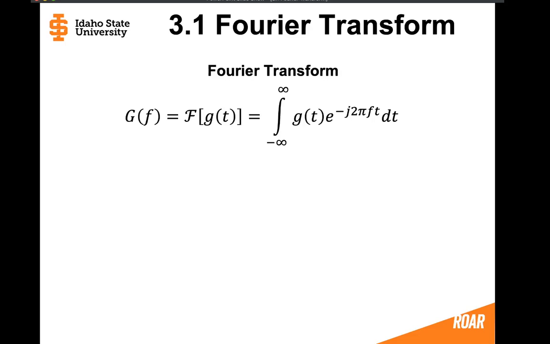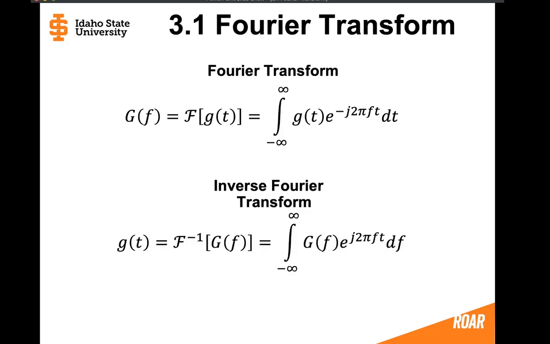The definition of the Fourier transform is given by this integral, and sometimes we also write it using the notation where we have a script F being taken of a time domain signal. We also have this definition of the inverse Fourier transform, where we get a time domain signal by taking an integral of a frequency domain spectrum. Again, we sometimes denote this using a script F with an inverse of the frequency domain spectrum.